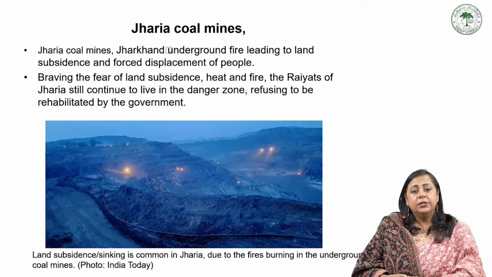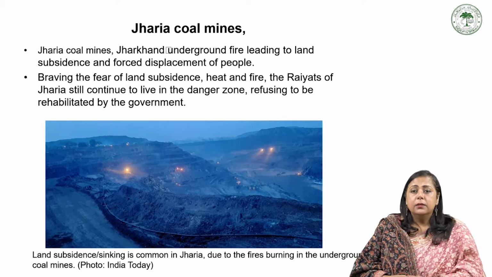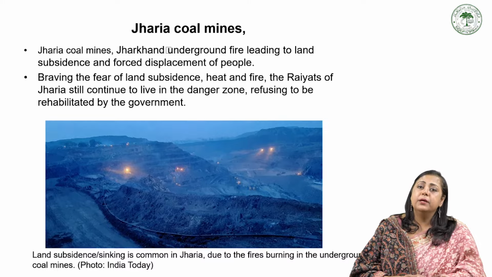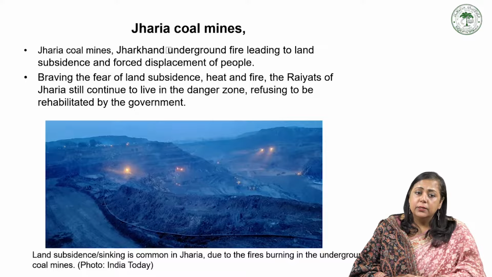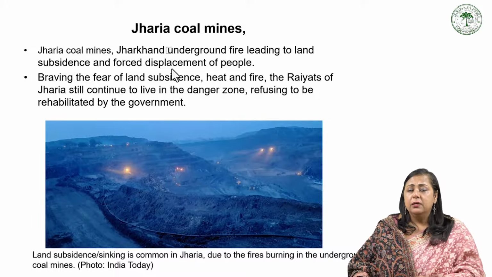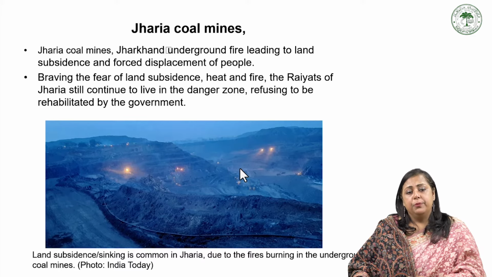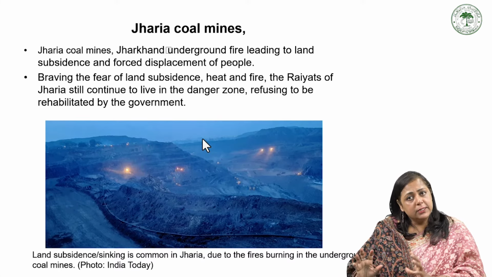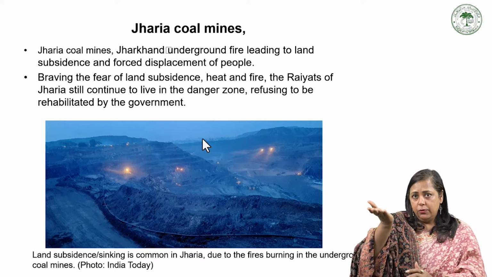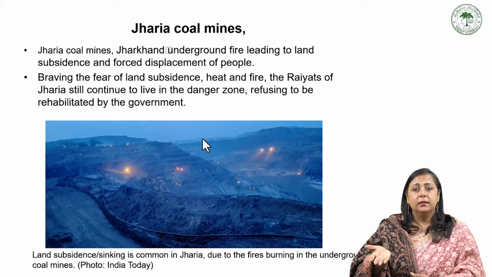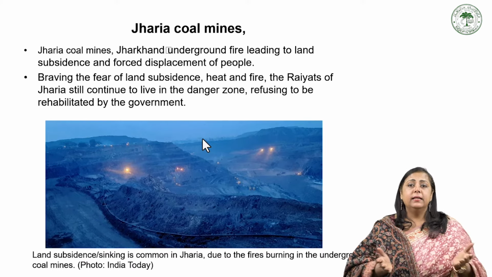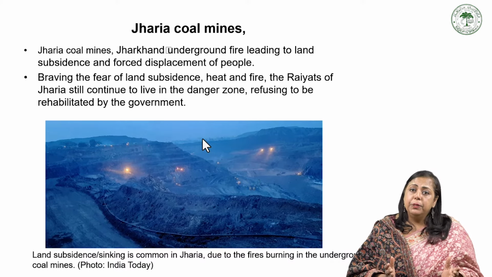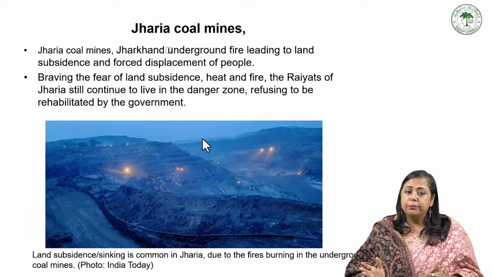Then come to the Jharia coal mine. Jharia is one of the biggest coal mines in India, and the Jharia coal mine is again in Jharkhand, with underground fire leading to land subsidence and forced displacement of people. So basically, what is happening is that because of the extraction of coal from the mine, the ground level is coming down. It's sinking, and because the land is sinking, the people have moved from there to different places.